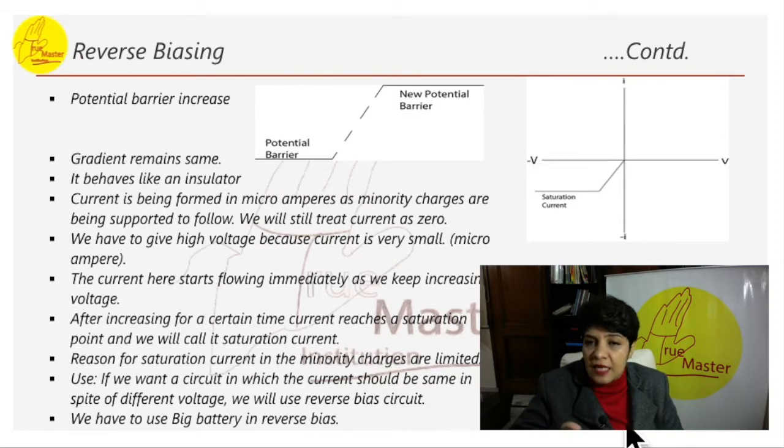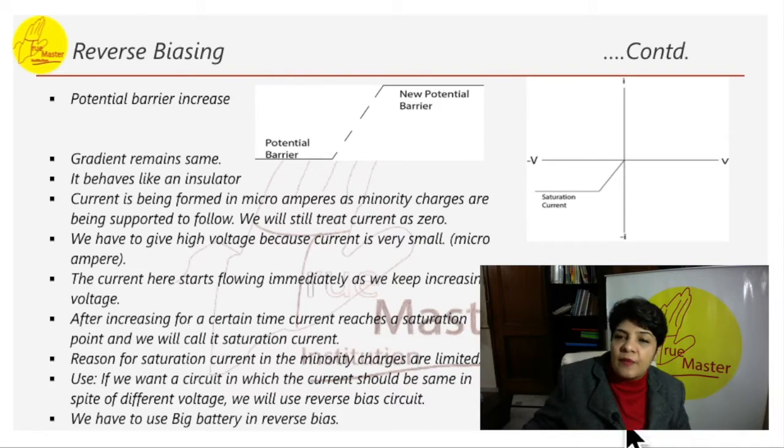The current starts flowing as we keep increasing the voltage. As we keep on increasing the voltage, the current will start flowing. After increasing for a certain time, the current reaches a saturation point, and we call it saturation current. Let me explain here in the diagram. Let's look at here again.